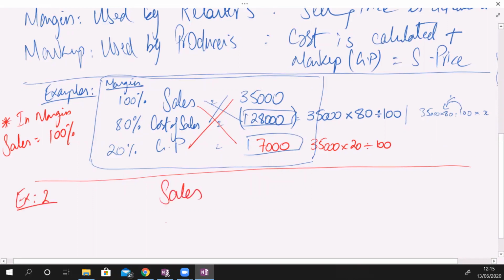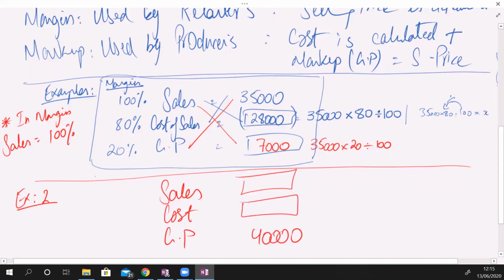Sales, cost, GP. Gross profit of 40,000 is given. These two values are unknown, and it says margin of 10%. How many percent is margin? 10%. So GP is 10%.